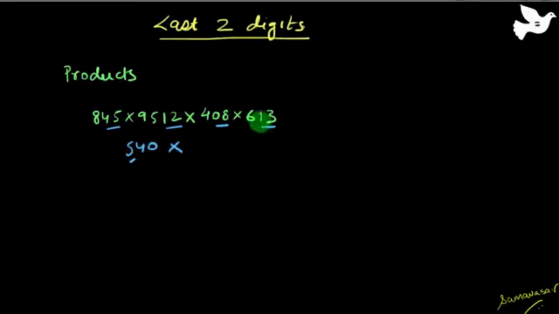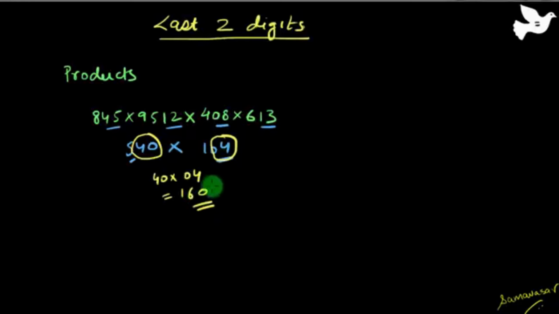Similarly, 08 into 13 is 104. Again, I keep the last two digits. So here I am taking this, here I am taking this. So I get 40 into 04, which is equal to 160, and the last two digits is 60.